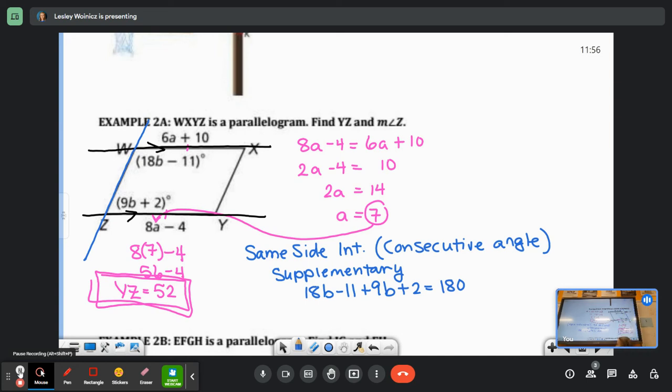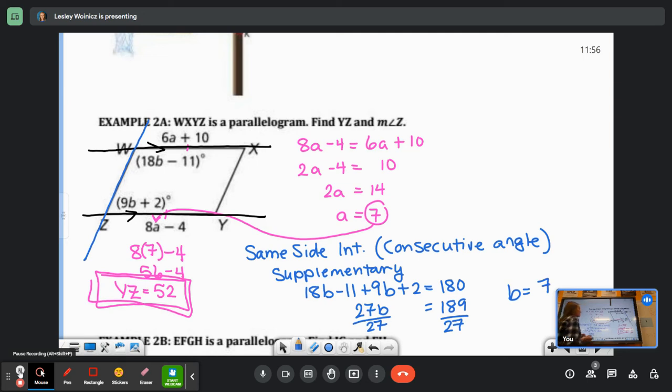All right, 18 and 9 make 27b. We've got a negative 11 and a positive 2. That's negative 9. Can I just move that over to the other side and make positive 9? Yeah. So that'll be 189 over here. And now what? Okay, divide by 27. What did you say it was? 7? Yeah.